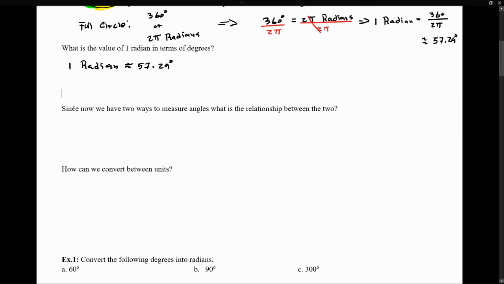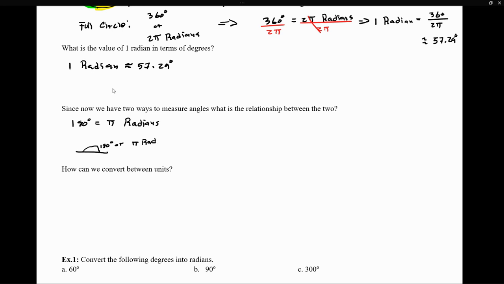So since now we have two ways to measure angles, is there any relationship that we can see among those two? I already have this relationship. I know that 360 degrees is equivalent to 2 pi radians, but I can simplify this and just say that 180 degrees is equivalent to pi radians. So in half a circle, either I have 180 degrees or I have pi radians.